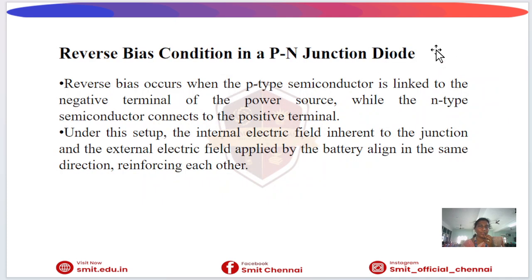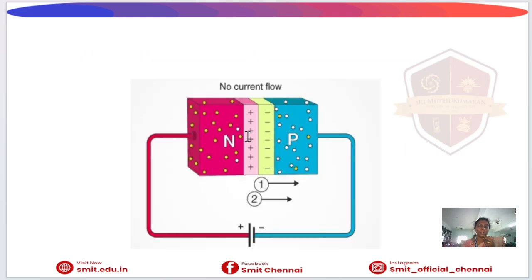Next one is the forward bias and reverse bias condition. In the reverse bias, the p-type semiconductor is linked to the negative terminal of the power source, while the n-type semiconductor is connected to the positive terminal. Under this setup, the internal field of the junction and the external electric field applied by the battery are in the same direction. So they reinforce each other.